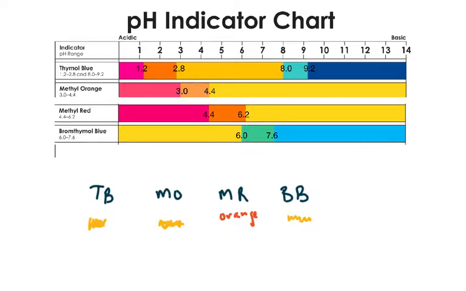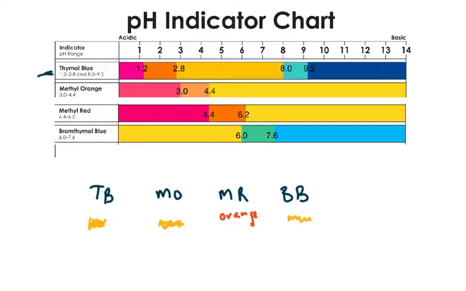So my example here, so this chart I've put, if you look over here on the side, it tells you where the pH changes are, basically. And then I put that on the chart just for easy reference for you. All of my pictures are in this order, so thymol blue, then methyl orange, then methyl red, then bromethymol blue, just to make it as straightforward as possible. So here's how I would do it.